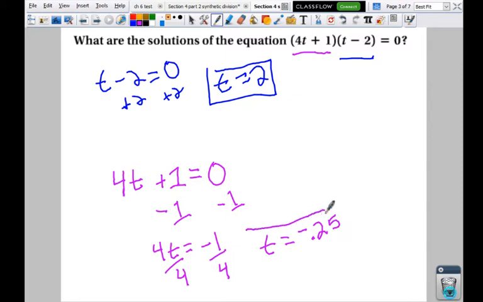That's my second answer. So when I use my zero product property, I take each parentheses, I make it equal 0, and then I solve it for x or t or whatever it is.